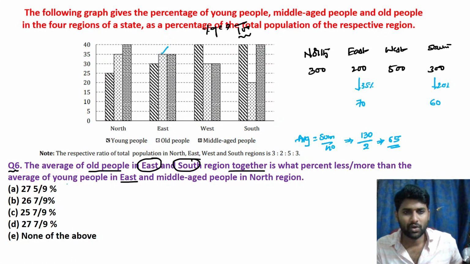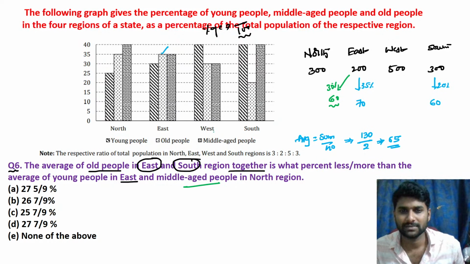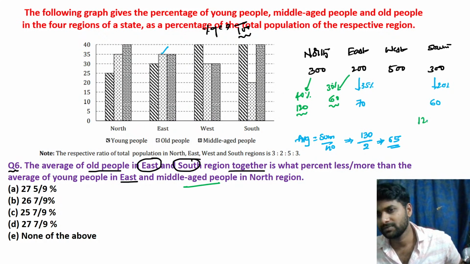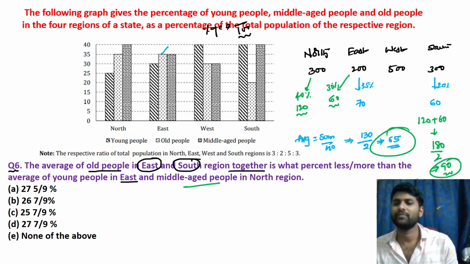So the average of young people in East. Young people is exactly 30 percentage. 30 percentage of 200 is exactly equal to 60 members. Middle-aged in North: here North middle-aged people is exactly 40 percentage. So 40 percentage value becomes exactly 120. 120 plus 60 is equal to 180, divided by 2 is equal to 90. Here the question is, 65 is what percentage less or more when compared to the 90.